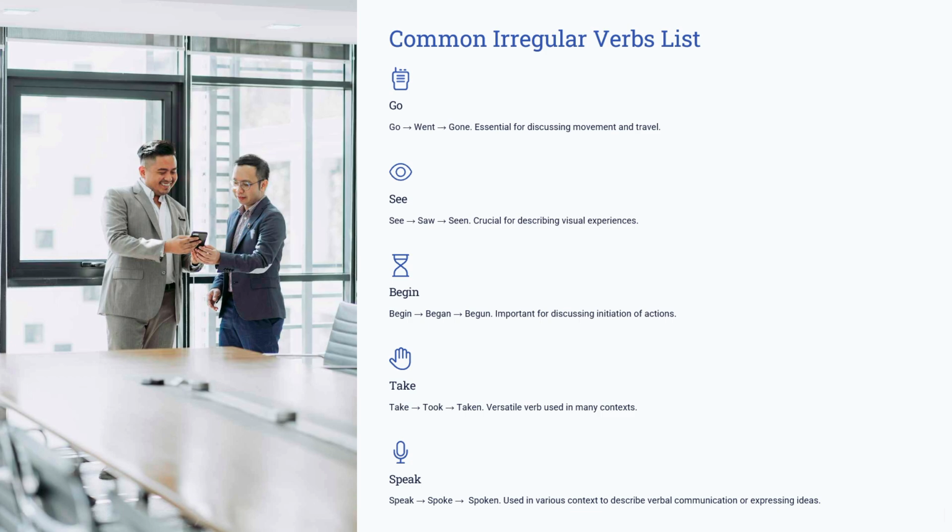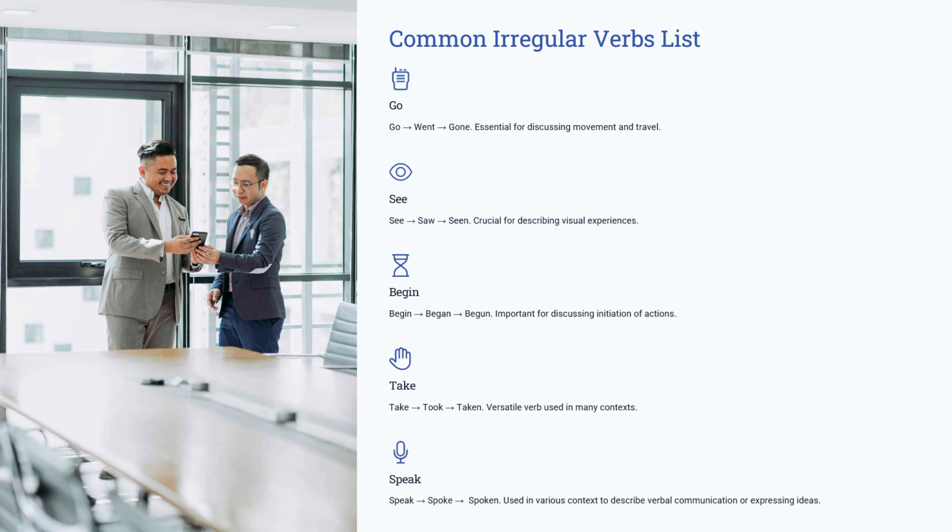Go changes to went in the past tense and gone in the past participle. The word see becomes saw in the past tense and seen in the past participle. Begin changes to began for the past tense and begun for the past participle. We have the word take, which becomes took in the past tense and taken in the past participle. Then you have speak, which changes to spoke in the past tense and spoken in the past participle.